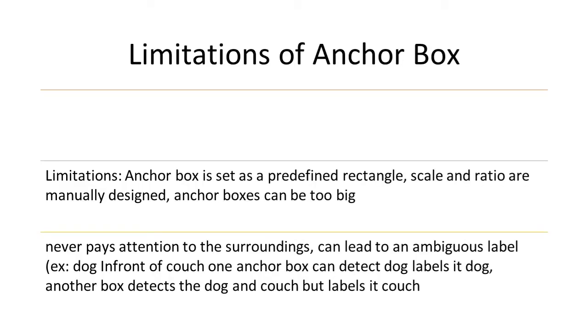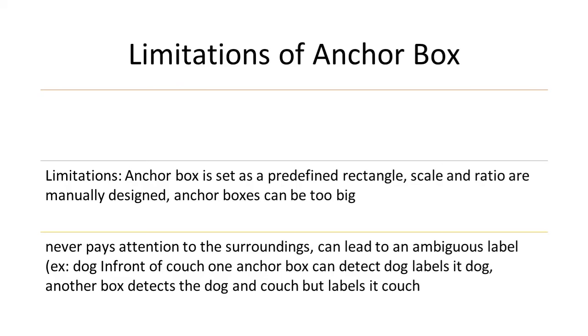Limitations of anchor box. The anchor box is set as a predefined rectangle. Scale and ratio are manually designed, and the anchor boxes can be too big. It never pays attention to the surroundings, which can lead to ambiguous labels. For example, a dog in front of a couch. One anchor box can detect the dog and label it a dog, while another anchor box detects the dog and the couch but labels it a couch.